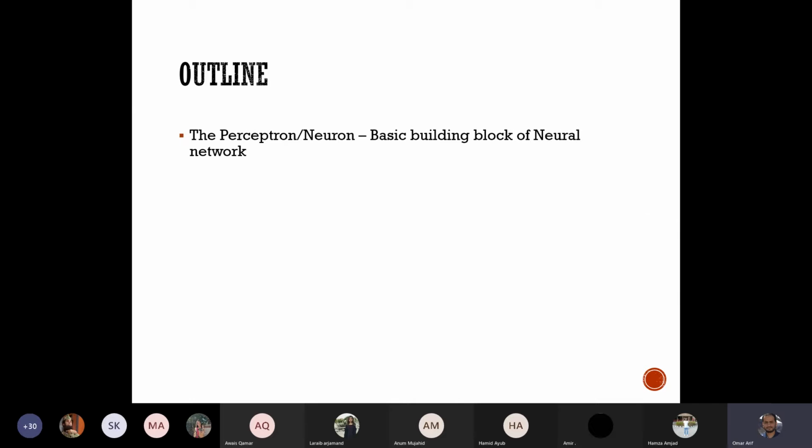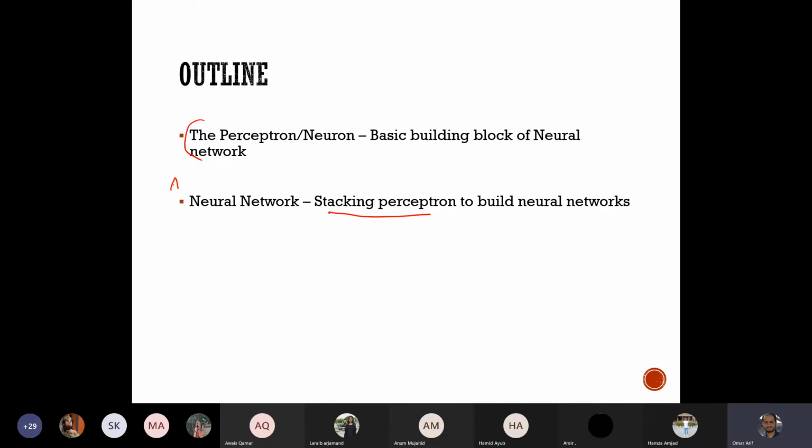We're starting with the neuron or perceptron, which is the basic building block of the neural network. After that, we're going to look at neural network, and basically that will be stacking perceptrons. So whatever we learn here, we are going to stack them together to build a network of neurons, and that will define the artificial neural network, or we can also call it deep learning.